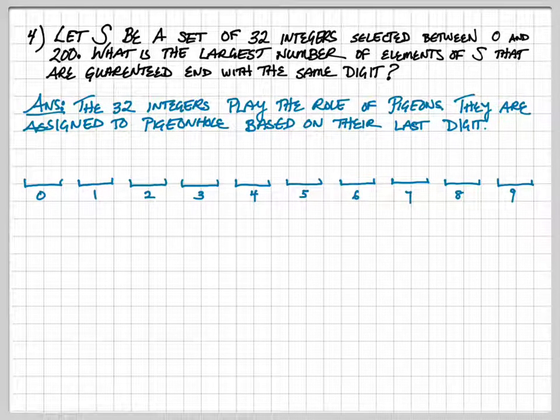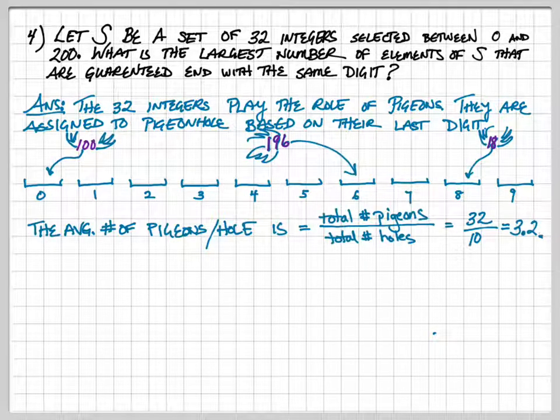So the 32 integers that are in your set are playing the role of the pigeons, and they are assigned to their box or their pigeonhole based on their last digit. So here are the 10 boxes, 0 through 9, and if one of our numbers that is selected is 100, it would be assigned to box 0. If one of the numbers that's selected is 196, it would be assigned to box 6. And if the number was 18, it'd be assigned to the box 8.